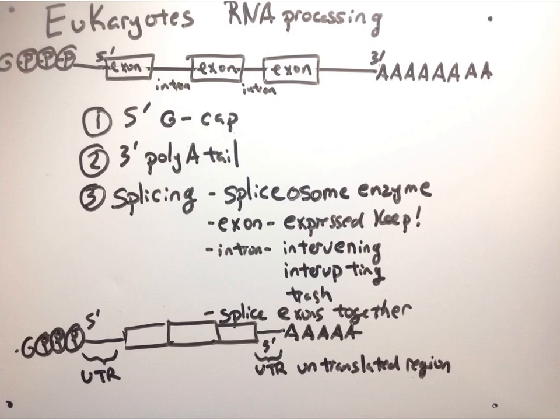The enzyme called the spliceosome cuts out the introns, or the interrupting intervening sequences, and glues together the exons, which are expressed and kept. So the final mature mRNA has a 5' cap with some spacer DNA called the UTR, or the untranslated region. The exons glued together, and then another UTR, followed by the poly A tail.